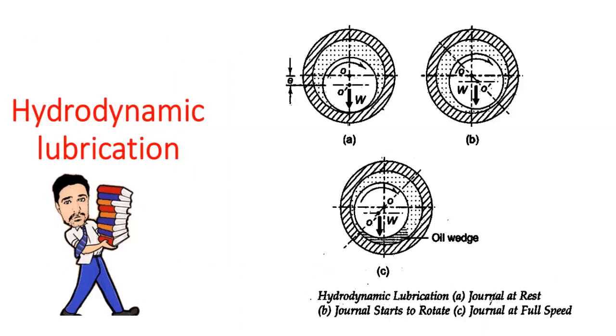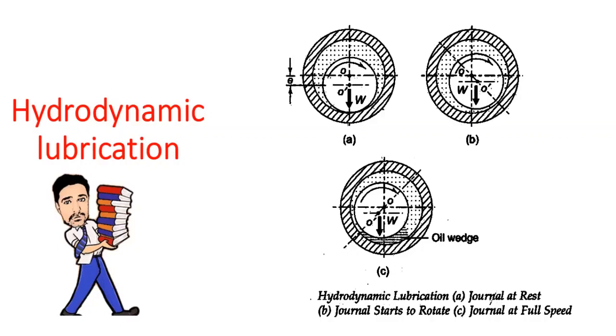Now this is the diagram of hydrodynamic lubrication. Diagram A shows when the journal or the shaft is at rest. Diagram B shows the journal when it starts rotating. It is rotating in the clockwise direction, you can see that. In diagram C, we will try to understand when the journal is at full speed. Initially the journal is at rest, but when the journal starts rotating, the initial metal to metal contact will take place and there is no lubricant in between the journal and bearing, you can see that.